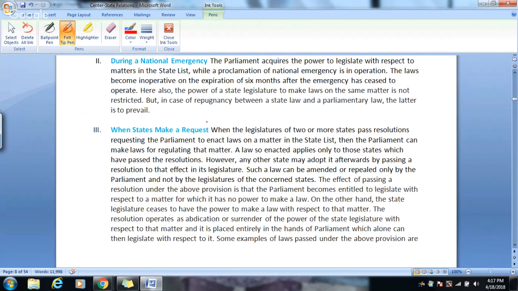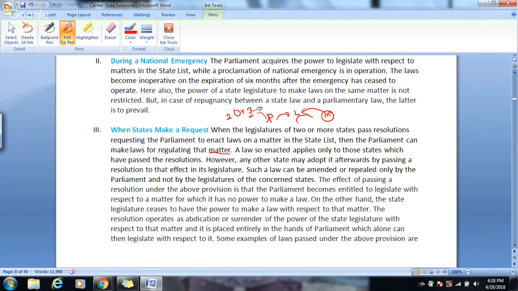So what are those? When the legislatures of two or more states pass resolutions requesting the parliament to enact laws on a matter in the state list, then parliament can make laws for regulating that matter. So meaning is when two or more states will pass a resolution requesting the parliament. They will request the parliament to make laws on certain matters to regulate it. So on these particular resolutions, the parliament can make laws.